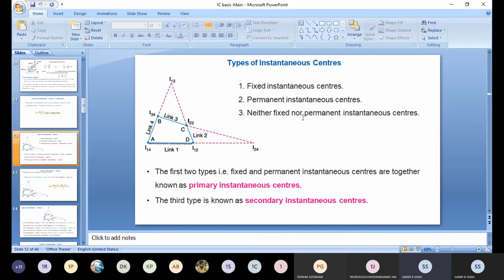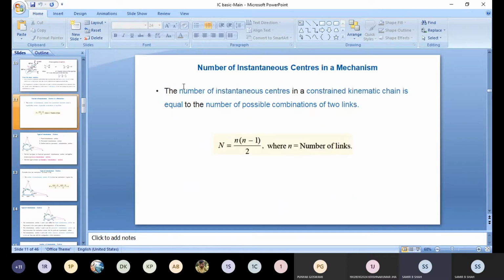Now, the neither fixed nor permanent instantaneous centers. The instantaneous centers I13 and I24 are neither fixed nor permanent, as they vary with the configuration of the mechanism. As the mechanism configuration changes, they vary. So they are neither permanent nor fixed. So we consider I24 and I13 as the neither fixed nor permanent instantaneous centers. Okay. So these are the basics regarding the centers.